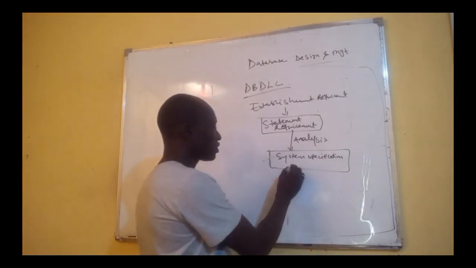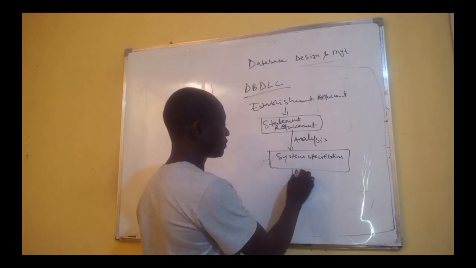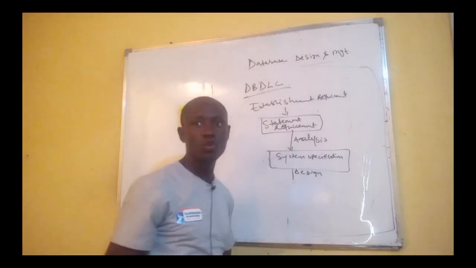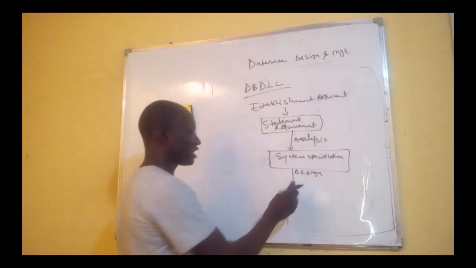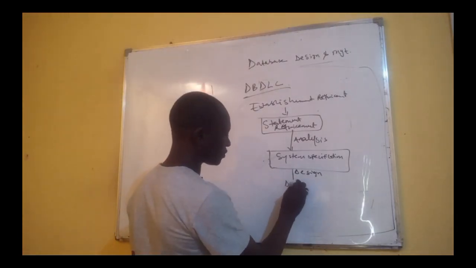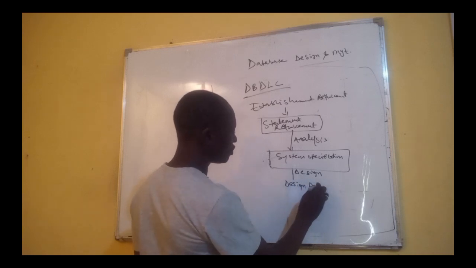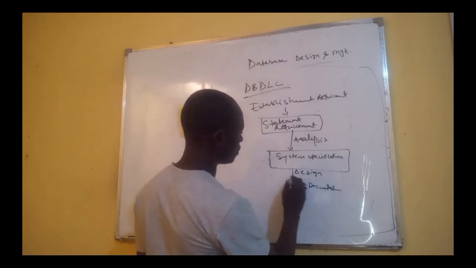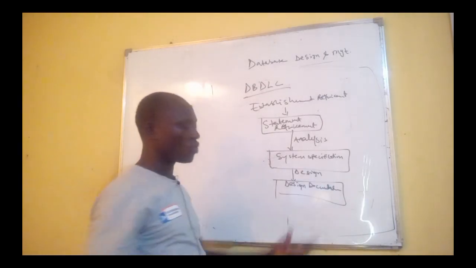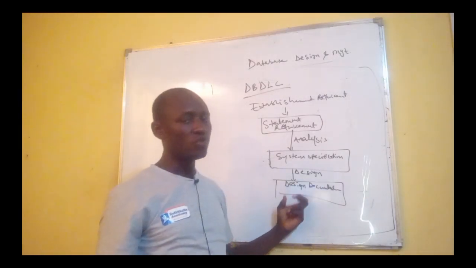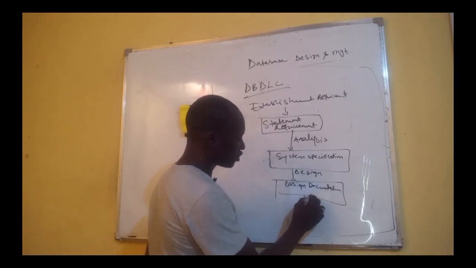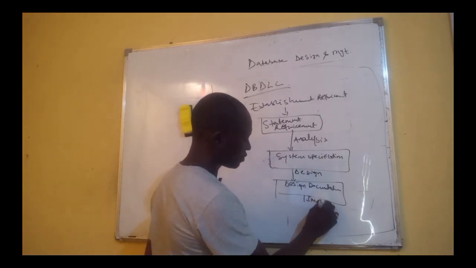So after you've conducted this, we have what we call design. You have a design process. During this design, you have what we call design documentation. After you've designed it, you come up with the documentation. So you've designed the system, you are going to document it. After you document, you are going to implement this. We have implementation.